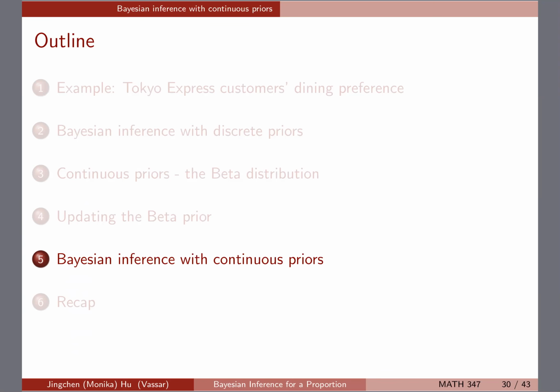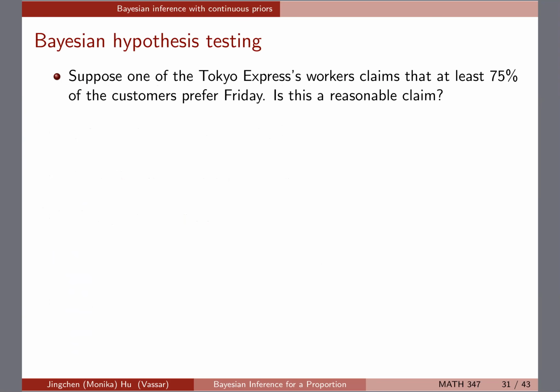Okay, so to wrap up this particular section on Bayesian inference with continuous priors, we're going to do hypothesis testing, credible interval, and predictions. Those are the main things we're going to cover. Last time I talked about this: suppose one of the Tokyo Express workers claims that at least 75% of the customers prefer Friday. How do we test whether this is a reasonable claim or not?